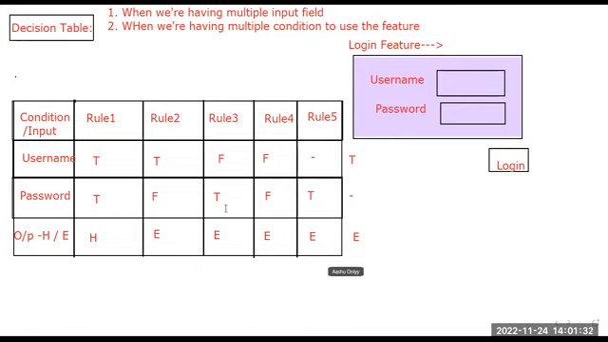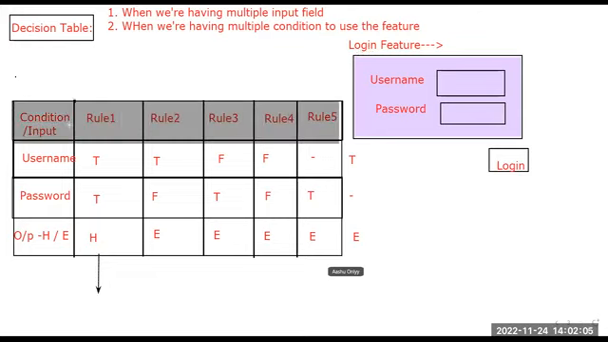Getting it, guys? Here you can write a scenario for each combination. For rule one, verify the login feature by giving a valid username and valid password. Verify the login feature by giving a valid username and invalid password. Likewise, you can prepare all the test scenarios. Getting it, everyone? All of you are understanding this?